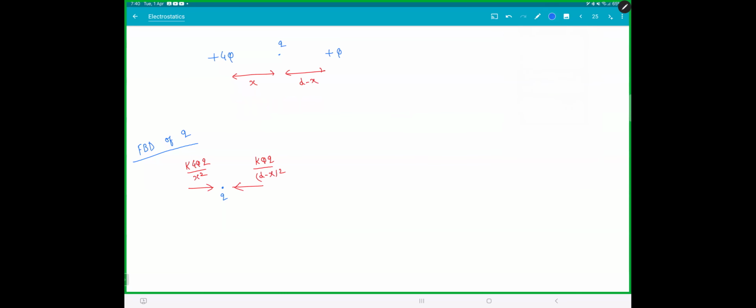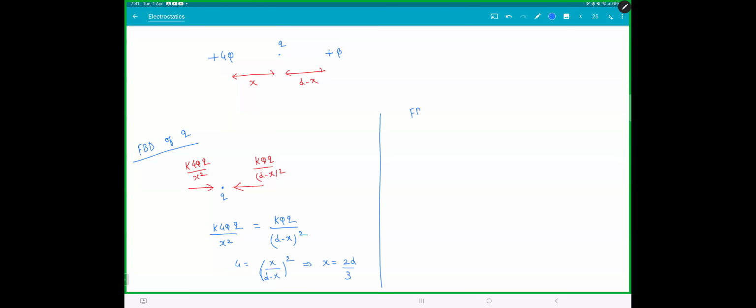Since it is an equilibrium, both should be equal. So k 4q by x square is k q by d minus x whole square. Kq goes off, you'll get 4 is equal to x by d minus x whole square. This will give x is equal to 2d by 3.